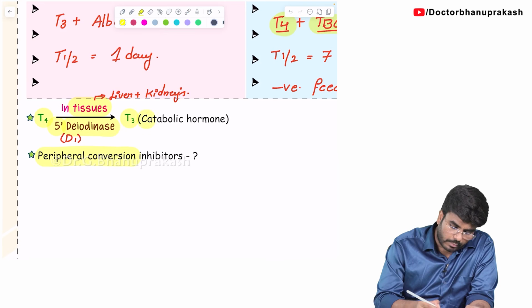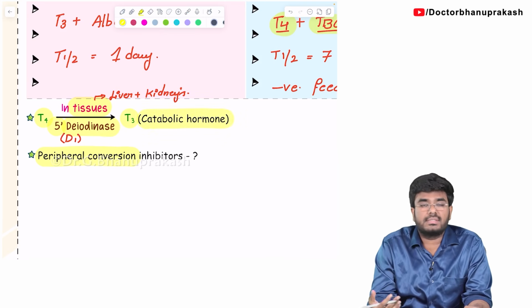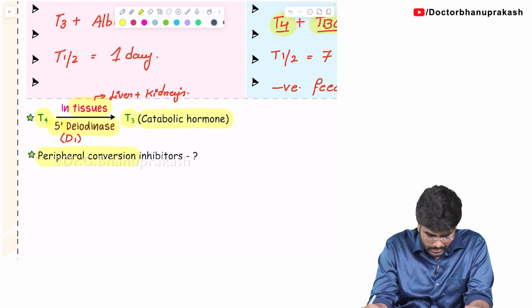So T3 is what kind of hormone? It is a catabolic hormone. So it will cause glycogenolysis, proteolysis, lipolysis, everything lysis. It's mainly a catabolic hormone.